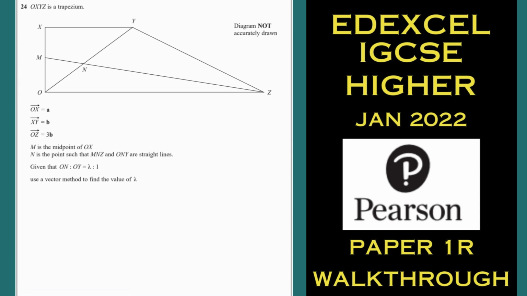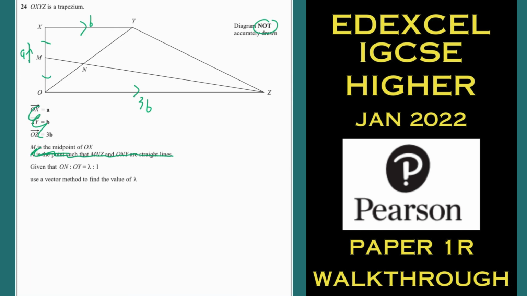Number 24, we're nearly finished. We've got a 5 marker. It's not the hardest vectors question, but it's a tough one. O to x is a, so the m's in the way. So let's stick it on there. X to y is b, and that's 3b. So all that's gone. M's the midpoint, so that's in a 1:1 ratio, so halves you could write on if you want. N is on the point, so that's a who cares. Diagram is not accurately drawn, but it can't be drawn to mislead. So we already know that.